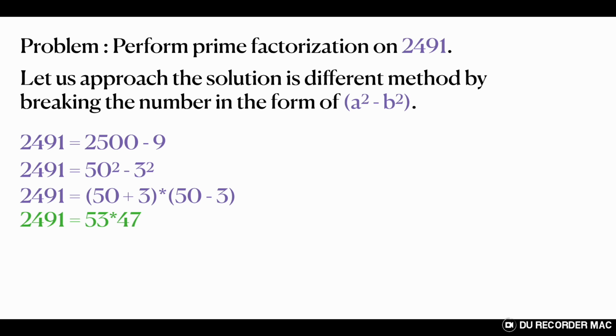Now, one important thing to note here is that both 53 and 47 are individually prime numbers, and in neither case can we ever reach a prime number that is near 47 or 53 while prime factorizing it. So this number 2491 is very difficult to prime factorize, but through this method we can easily prime factorize it.